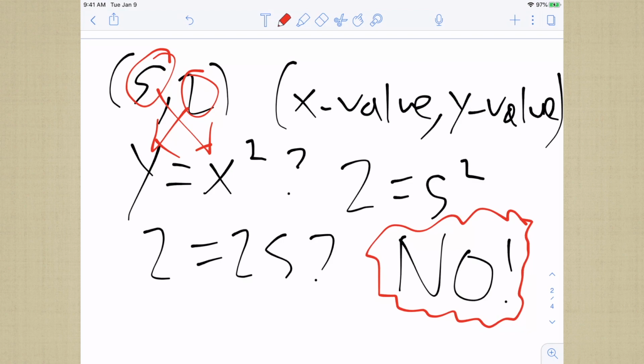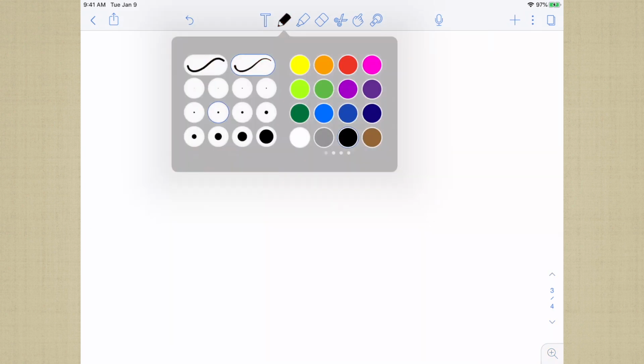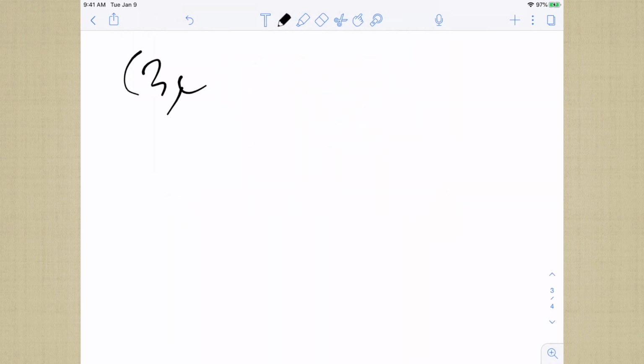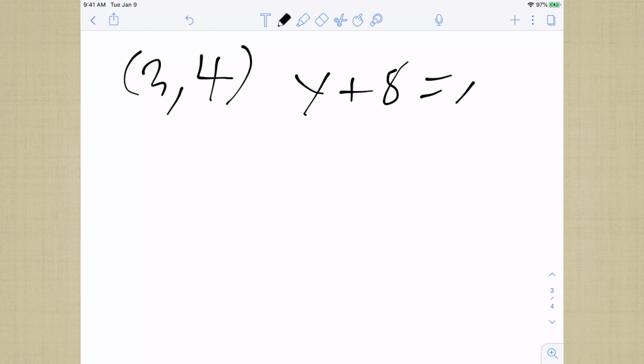So let's try one on our own. Given the point 3, 4, oh my gosh, that does not look good, 3, 4, and this equation, y plus 8 equals x plus 5, is this true? Now please pause your video and try and work it out.